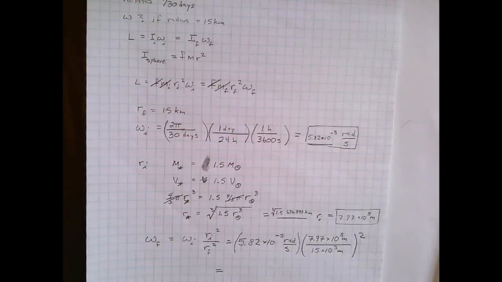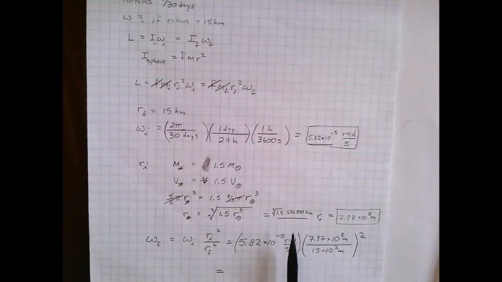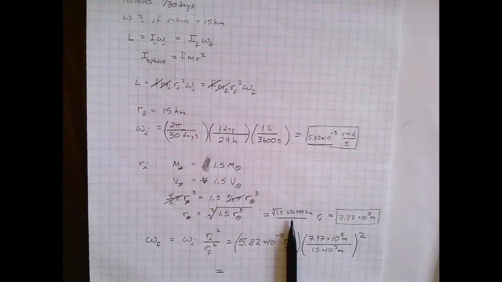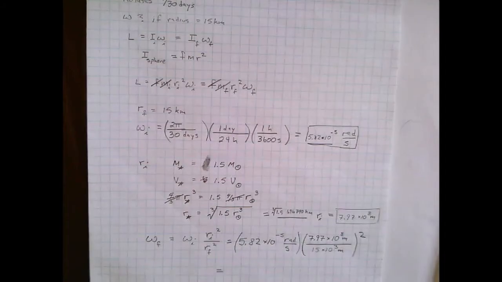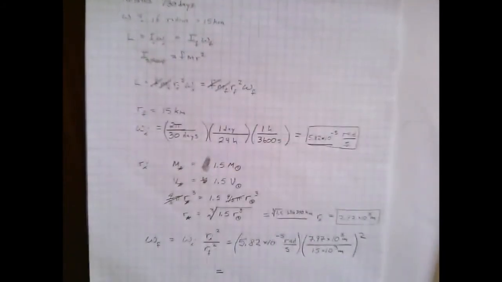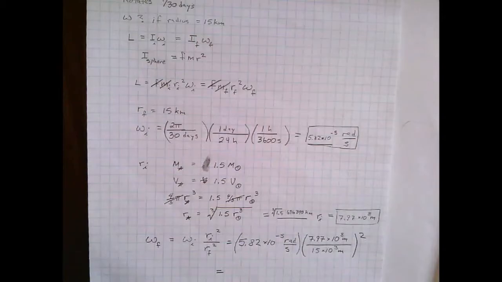I looked up the radius of the sun, and that is 696,340 kilometers. And we multiply that by the cube root of 1.5, and I get about 800,000 kilometers, or 7.97 times 10 to the 8th meters.